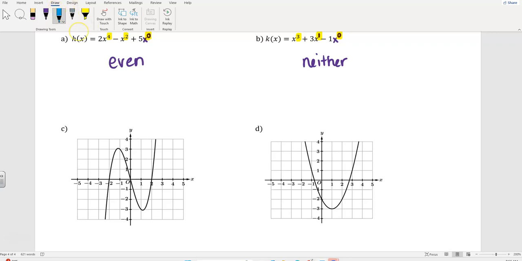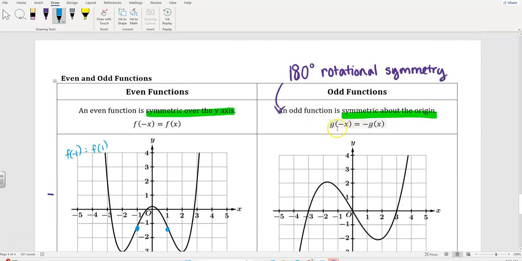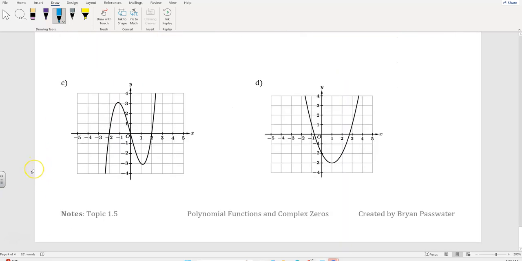Another way that you can tell here, note I kind of breezed over this. g of negative x equals negative g of x for this. So what that looks like here is that if I have the point, for example, now Mr. Passwater was not very kind to us here, and most of our points are not on grid lines. I think this one does kind of go through the point 1, -3 here.